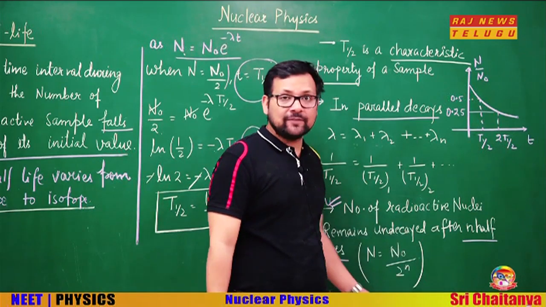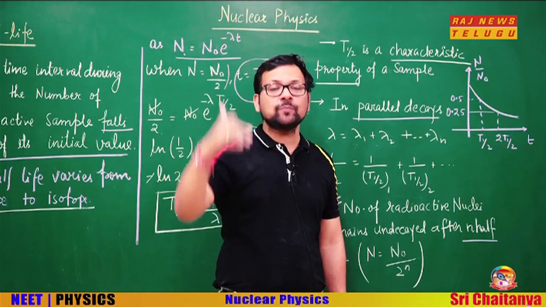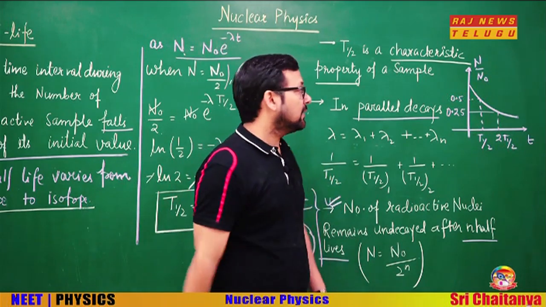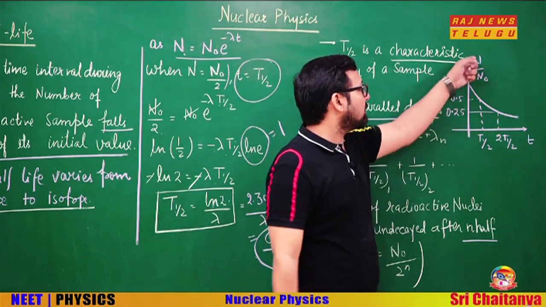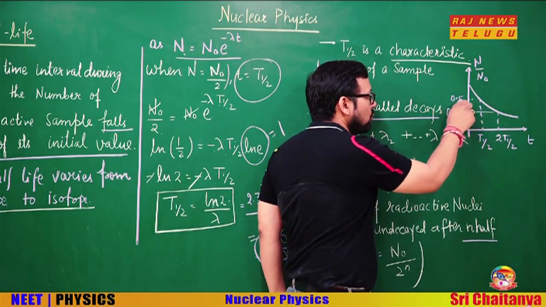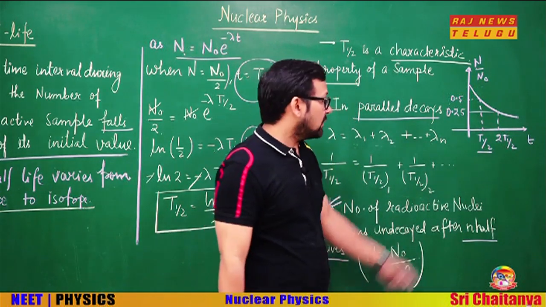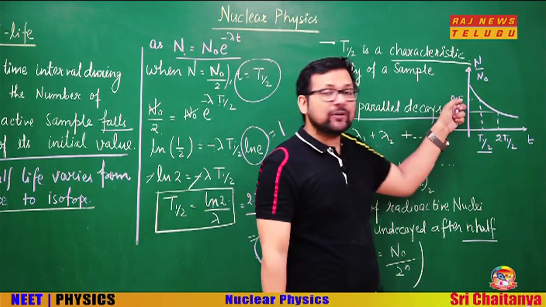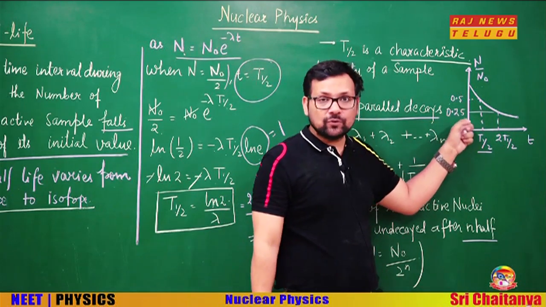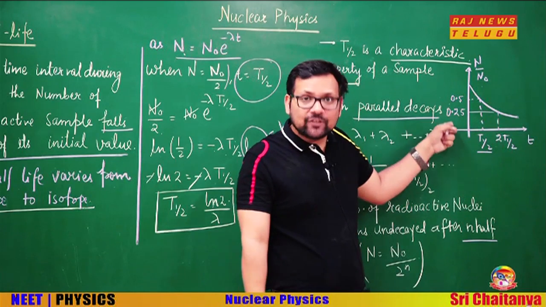After n half-lives, what is the number of radioactive nuclei left? N naught upon 2 raised to power small n. And this is the graph, N by N naught. You can see N by N naught, the fraction, was 0.5 at the first half-life. After the second half-life, 0.5 becomes 0.25, so this is decaying to half.